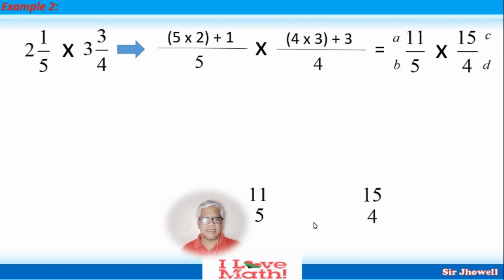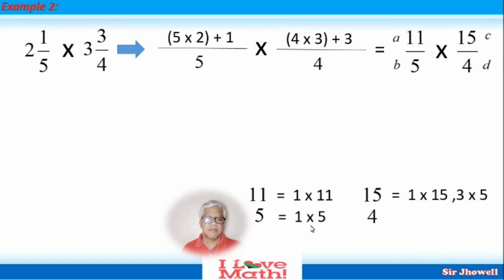Katulad ng palagi nating ginagawa, get the factors of these numbers 11, 5, 15, and 4. Factors of 11, 1 and 11. Factors of 5, 1 and 5. Factors of 15, 1, 15, 3, and 5. And factors of 4, 1, 4, and 2. Now, yung ating patterns, A over B, A over D, C over B, and C over D.